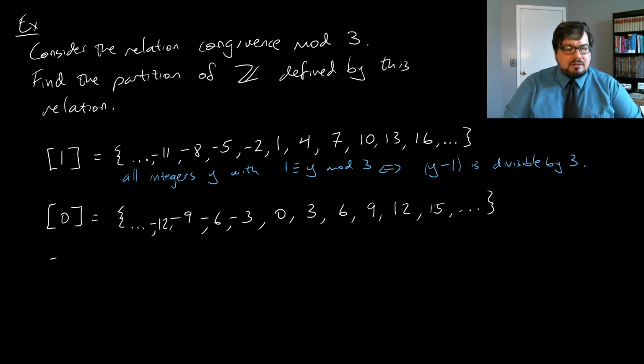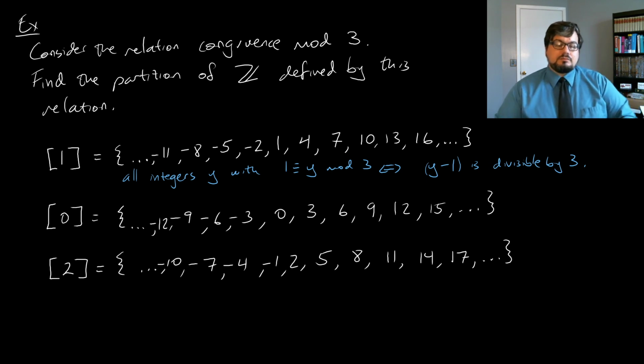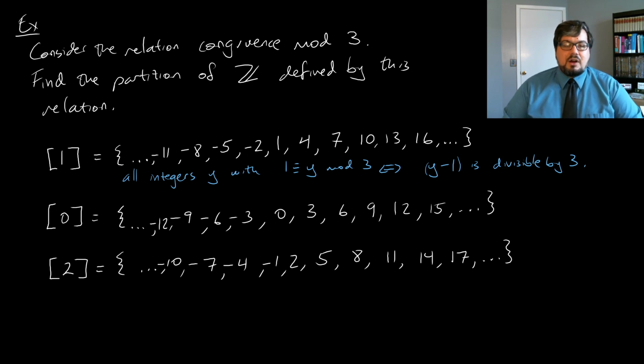And then finally I can look for, all right, well, have we gotten everything? No, we haven't. I noticed that I've left out 2, for instance. So 2 doesn't appear in either of the sets that we have yet. So we could look at that one. And we can follow the same process. So 2, 5, 8, 11, 14, 17 are all in the equivalence class of 2, as well as -1, -4, -7, -10, etc. So these are the 3 equivalence classes that are defined by the equivalence relation congruence modulo 3.